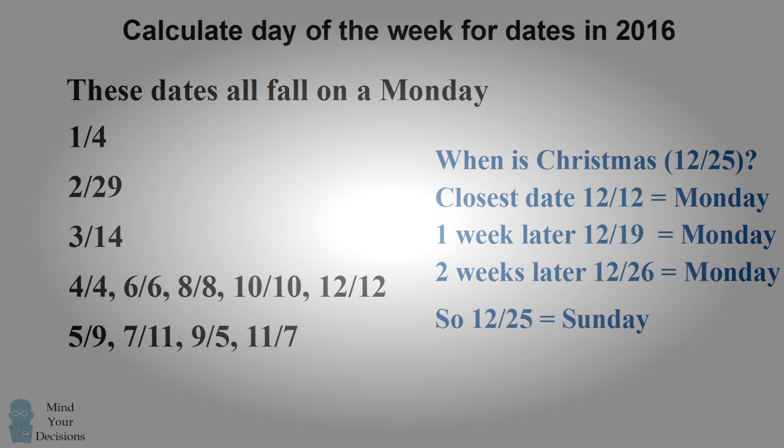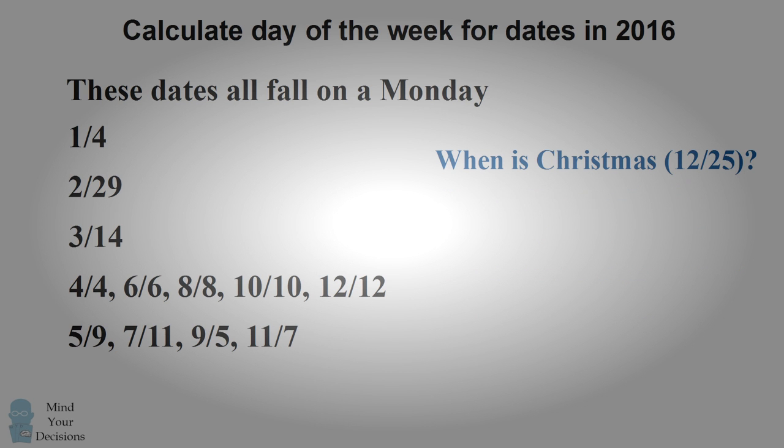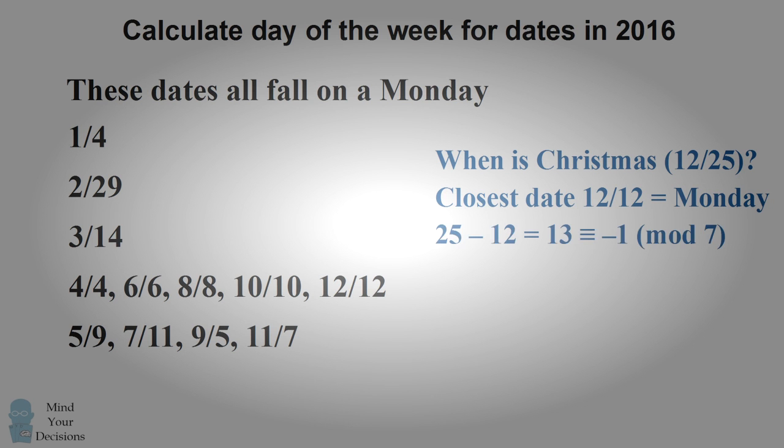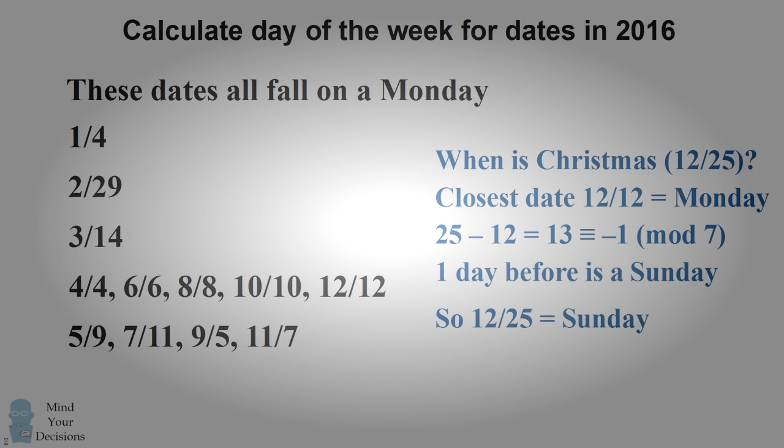You can speed up the mental calculation by subtracting the two values of the date. When you have 12/25, you think about the closest date as being 12/12. Now we can compute the number of days between 12/12 and 12/25 by subtracting the day values: 25 minus 12 equals 13. We then know that every 7 days will be the same day of the week, so we reduce modulo 7 to get an offset of -1. So we need 1 day before, which is a Sunday. So that means this is another way we figure out Christmas is on a Sunday.